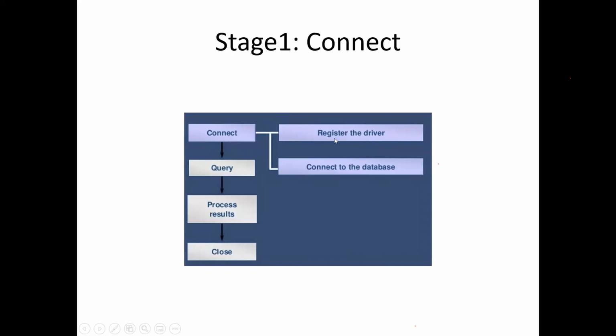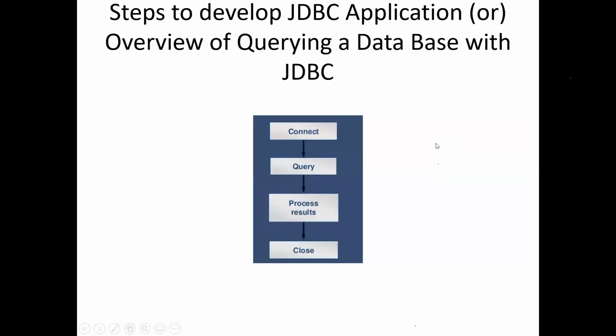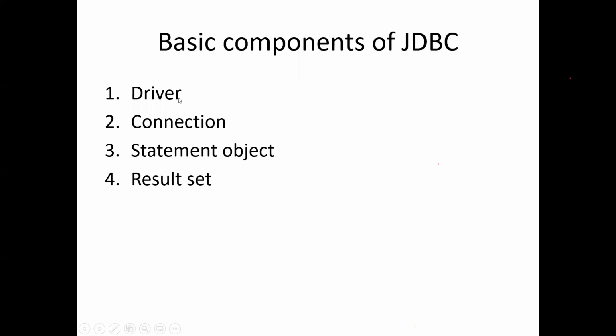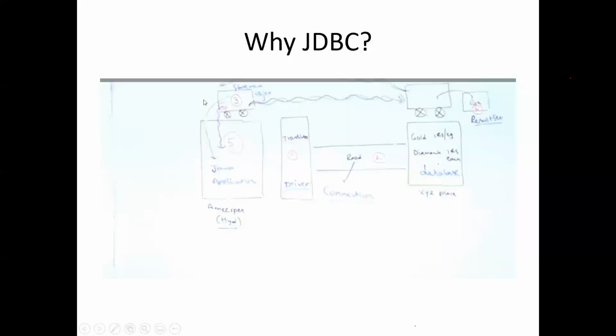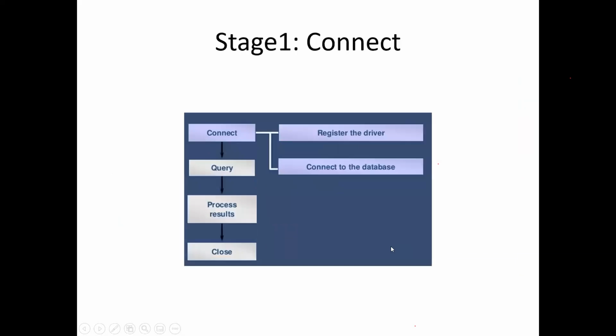So how will we connect? Definitely with the help of the driver. That is the first component of JDBC, the driver. With the help of the driver only, we will communicate from place A to place B. That's why I assign the first priority to the driver, because it is a translator. With the help of the road, the second priority is the connection.